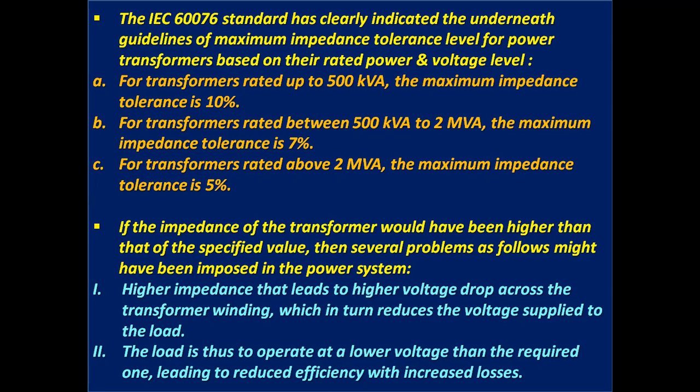If the impedance of the transformer is higher than the specified value, then several problems might be imposed in the power system. One, higher impedance leads to higher voltage drop across the transformer winding, which in turn reduces the voltage supplied to the load. Number two, the load thus operates at a lower voltage than required, leading to reduced efficiency with increased losses.